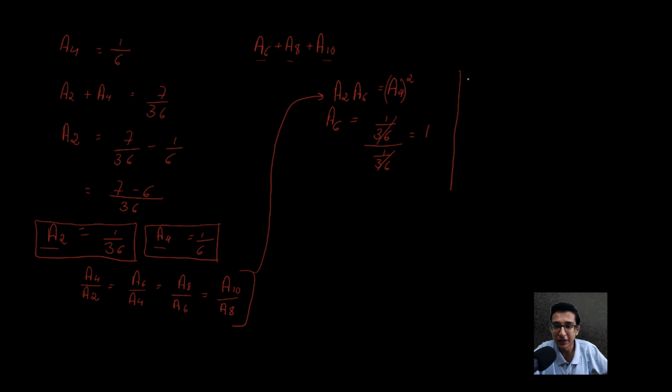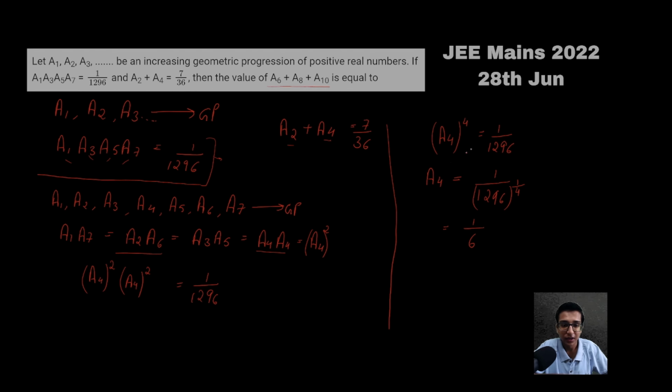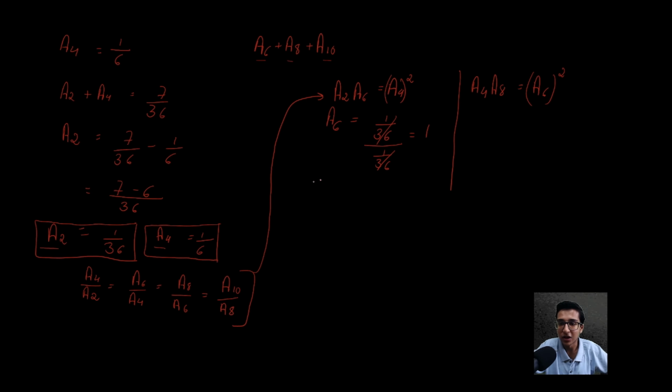Similarly, we can write down A4 into A8 would be equal to A6 whole square. I hope you all are understanding how I came to this equation now. If we were to write down A8 as well here, then we know A8 would pair up with A4, 7 would pair up with 5, and 6 would become square. That is how we got this equation.